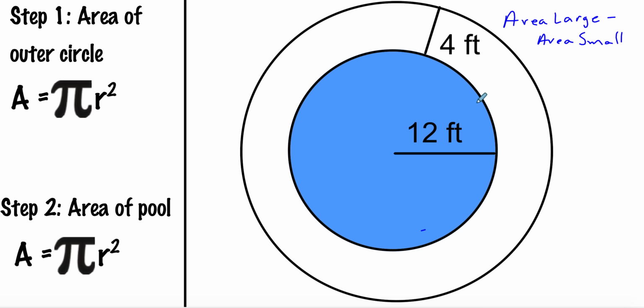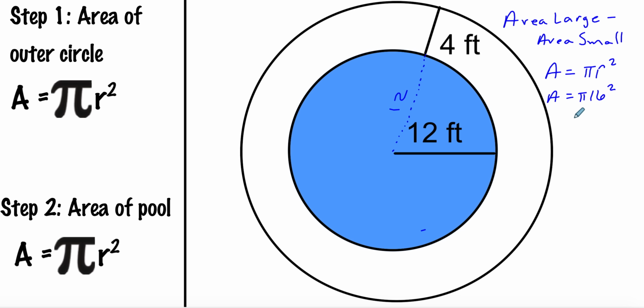So how do I find the area of the large? Well, to find area, I say pi r squared. In order to find that, I'm going to take the radius of this. Well, the radius of the white part is this 4 feet, but also the 12 feet here. So the radius to this one is actually 16. So this is going to be pi times 16 squared. 16 squared, if I remember correctly, is 256, but I am going to check that really quick.